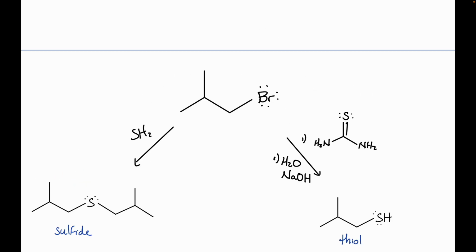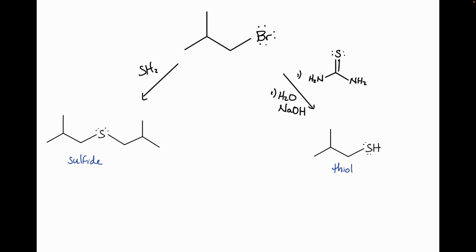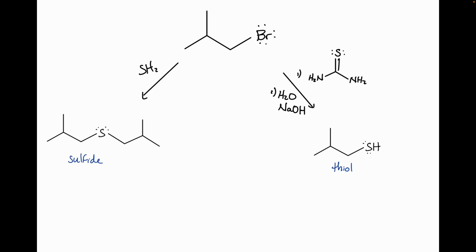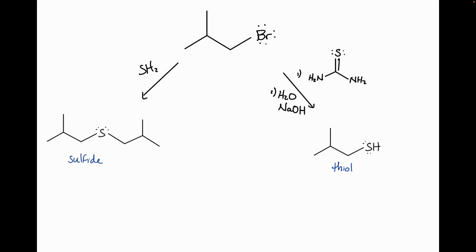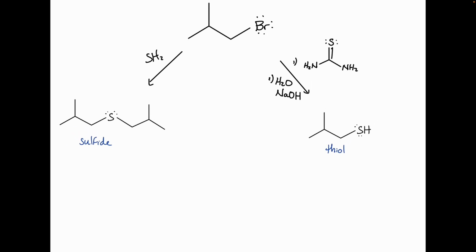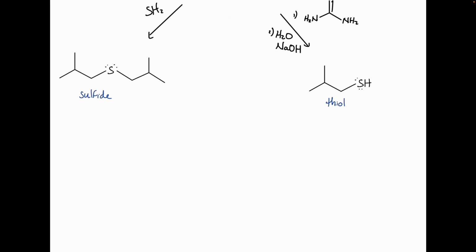All right, so let's put them next to each other so we can really see the difference here. We take our alkyl halide and treat it with that very simple hydrogen sulfide. We'll get a thiol that will then react with another molecule of our alkyl halide to create our sulfide. Or if we use our fancy thiourea method, then we can stop at that thiol step. And in both of these cases, we started with this good electrophile, this alkyl halide.